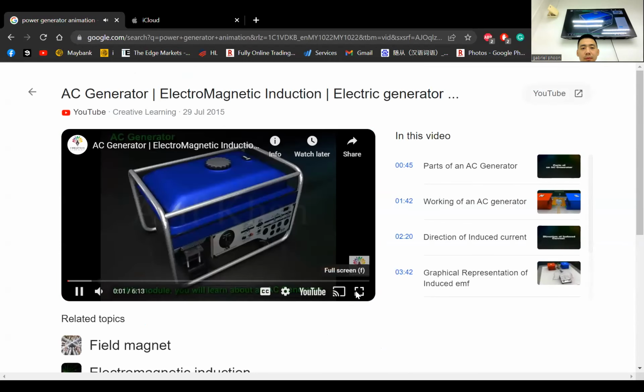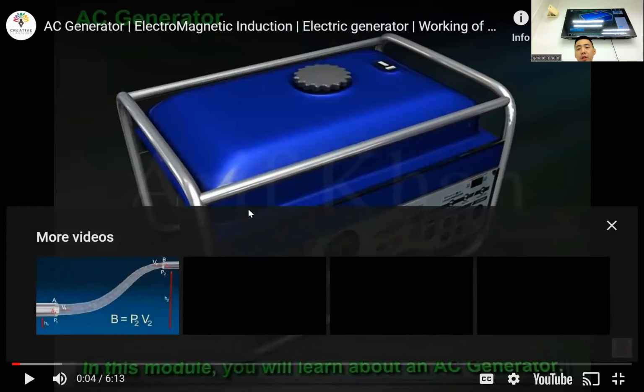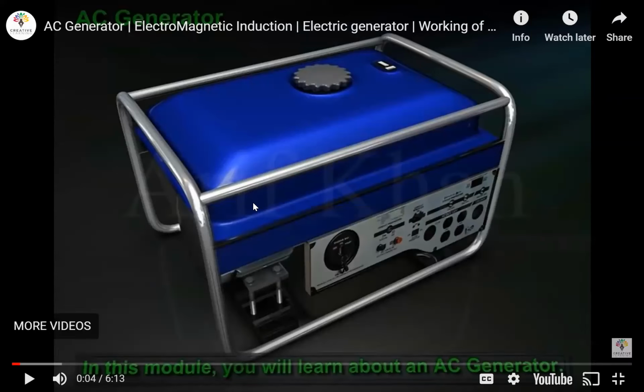In this module, you will learn about an AC generator. Everyone pay attention to this one. This is actually very, very important, and I'll explain it part by part. Okay. Generator.